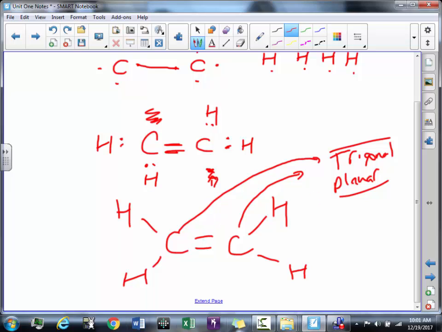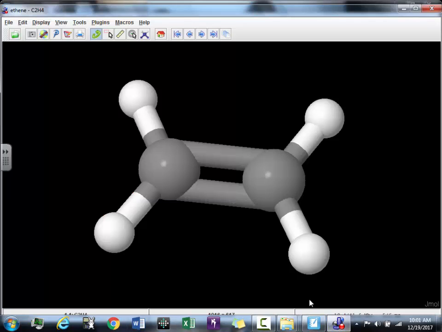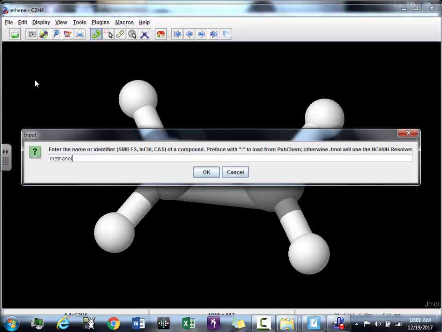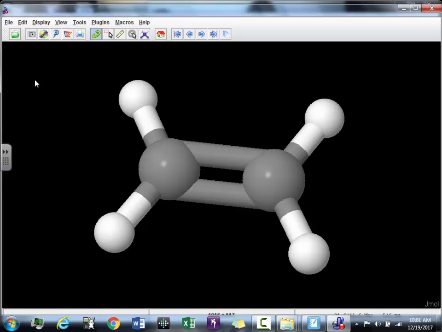Last thing, then I'm going to call it a day here. We can actually start building more and more complex molecules, because that's what you guys have started doing, obviously, right? So I'm going to show you one last one. I'm going to show you methanol. Here's methanol.